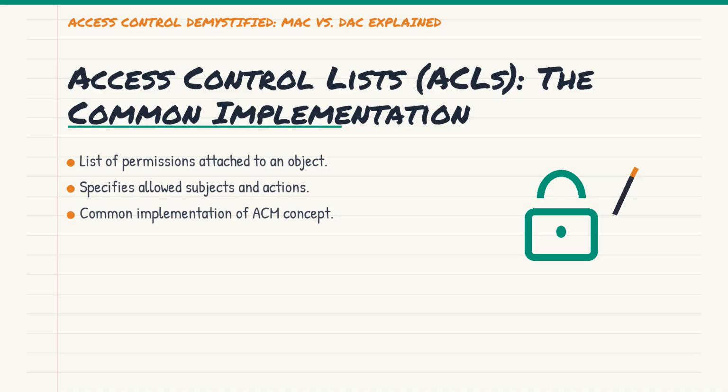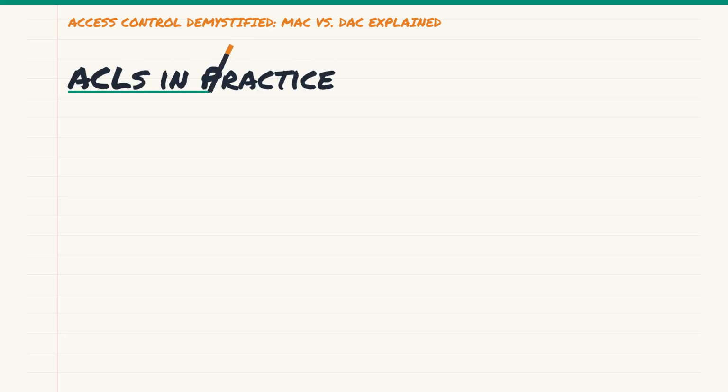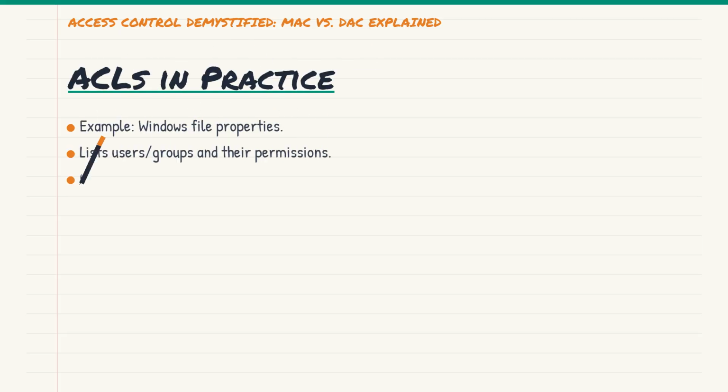Think of it as the permission slip attached to the file itself. So, when you right-click on a file in Windows and go to Properties then Security, you are looking at an ACL. It shows you which users or groups have permissions like full control, modify, read and execute, read or write. The operating system checks this list every time someone tries to access that file.